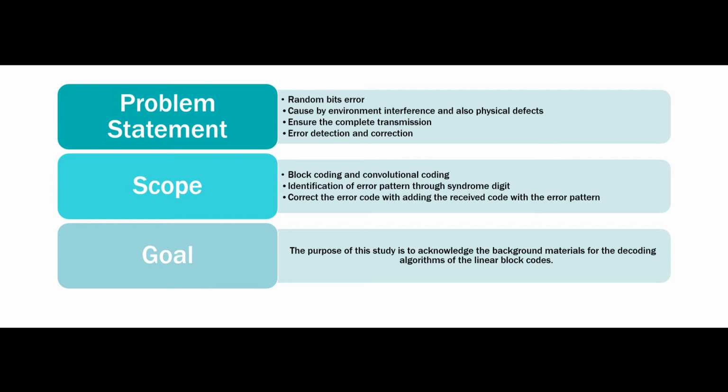For this scope, there are two different mechanisms that are used to introduce some redundancy for the purpose of error control coding. The first method is block coding and the second one is convolutional coding. We can identify the error pattern through the syndrome digits, and also correct the error by adding the received code with the error pattern. It is important to recognize and differentiate the types of error correcting codes. Thus, the purpose of this study is to acknowledge the background materials for the decoding algorithm of linear block codes.